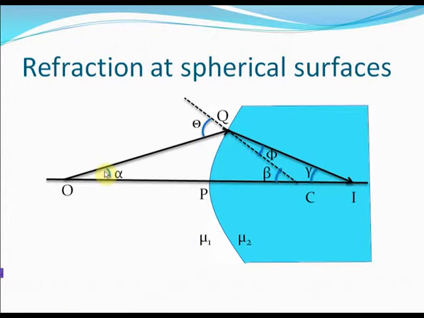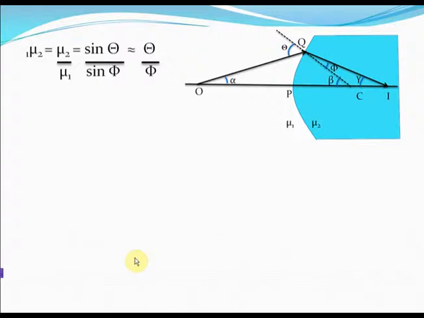Let's assume that the angle the incident ray makes with the principal axis is alpha. Let's assume that the angle the normal makes with the principal axis is beta, and the angle that the refracted ray makes with the principal axis is gamma. Now we already know that by Snell's law, 1mu2, the refractive index of this glass with respect to air, is equal to sine theta divided by sine phi, where theta is the angle of incidence and phi is the angle of refraction.